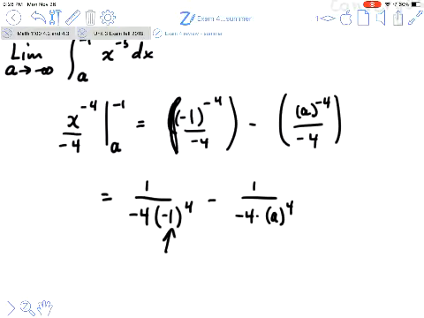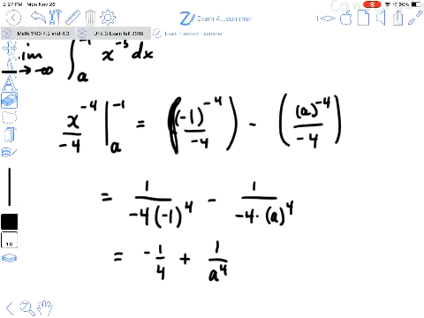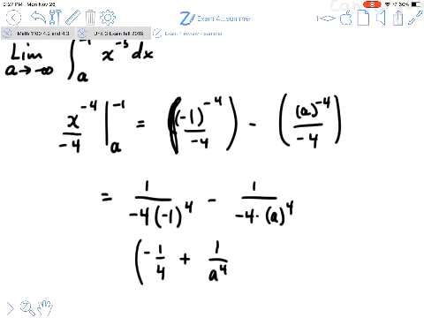Now right here, negative 1 to the positive 4th is just 1. And 1 over negative 4 is negative 1/4, so we have negative 1/4 plus, because we have minus a negative right there, 1 over a to the 4th. Now, let me erase this equal sign. Because what we're doing now that we have this antiderivative, if you recall, is we need to evaluate the limit as a approaches negative infinity.